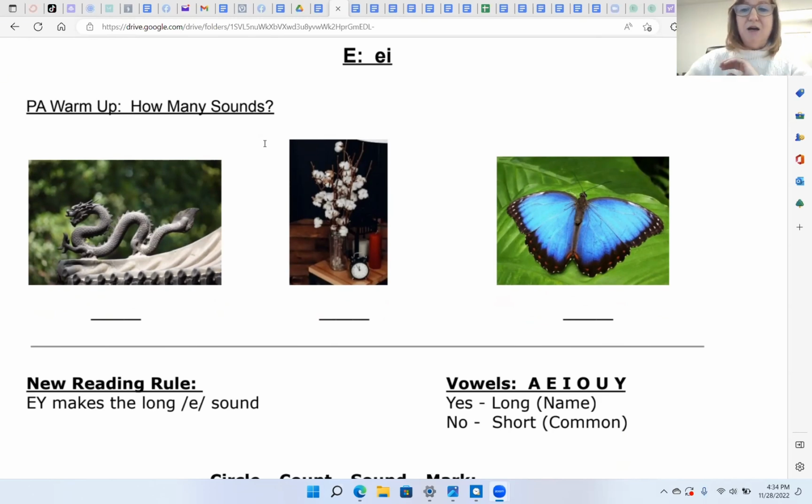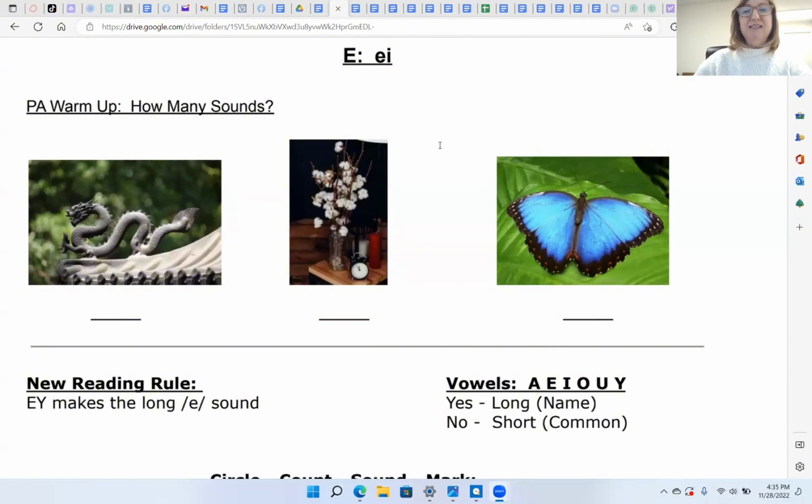How many sounds do you think are in dragon? Dragon. Put in the chat how many sounds are in dragon. Stretch it out. Make sure you catch them all. Dragon. There's a schwa in there, almost to the end. But in the chat, I'm getting a bunch of 5s and a bunch of 6s.